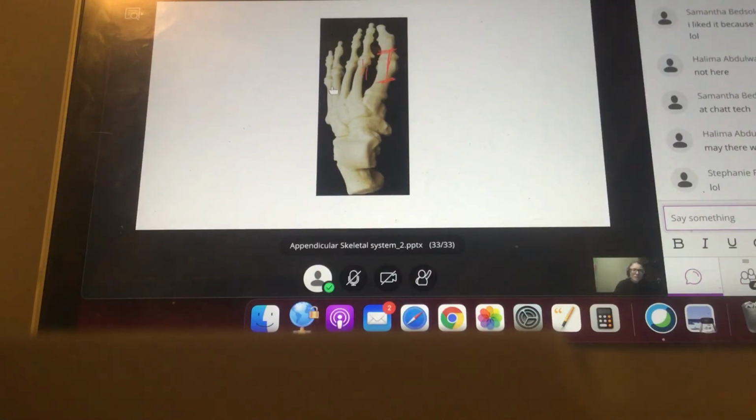1, 2, 3, 4, 5. Right? Boom. You're done. Guess what? That metatarsal is exactly the same. Metatarsal 1, metatarsal 2, metatarsal 3. Right, guys? You with me? Just like metacarpal 1, metacarpal 2, same thing. Got it. Boom. Now, guess what? These are called phalanges. 1, 2, 3, 4.